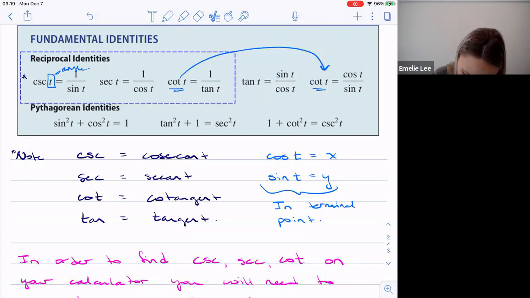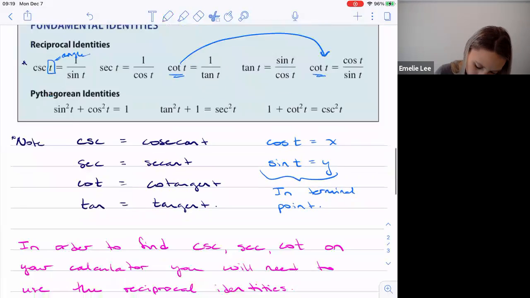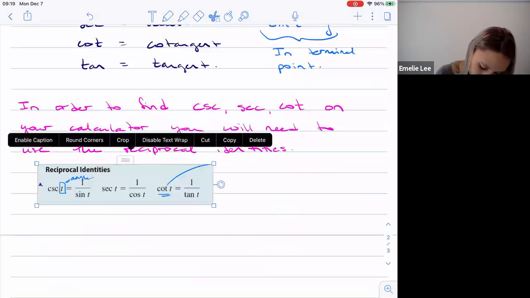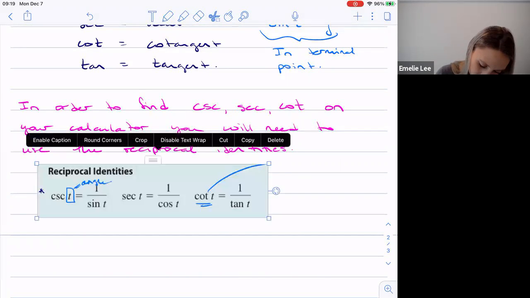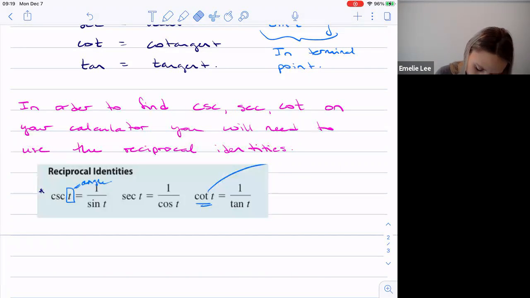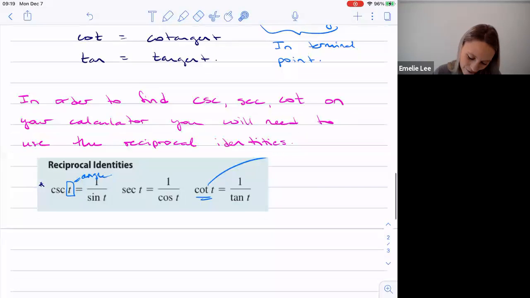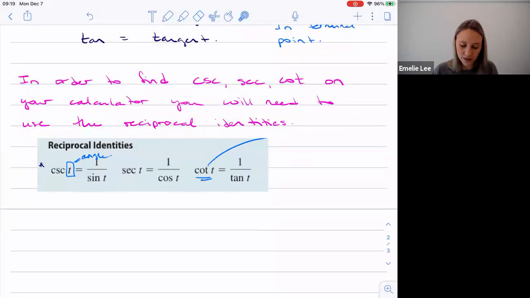I'll just bring that in here. Those are the reciprocal identities. So if you need to find the cosecant of t, then you actually have to find 1 over sine t, or it's easier to find sine t and then just take 1 over that.